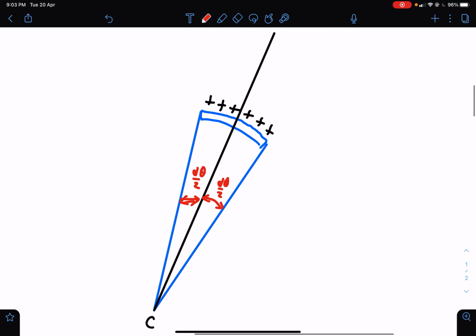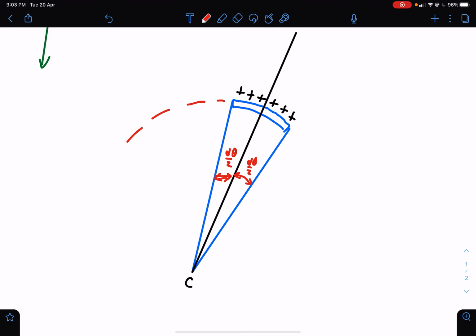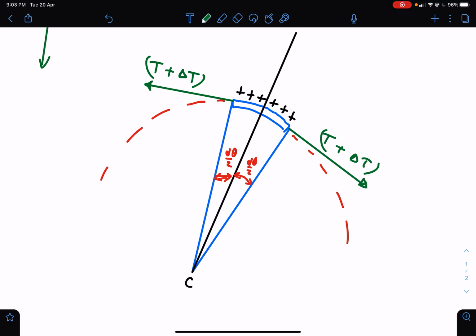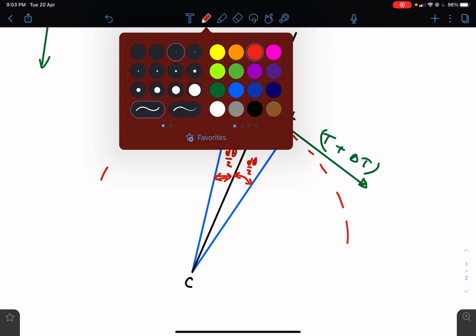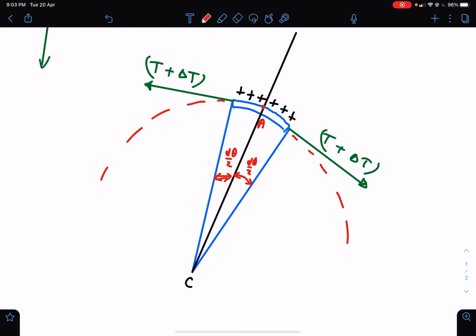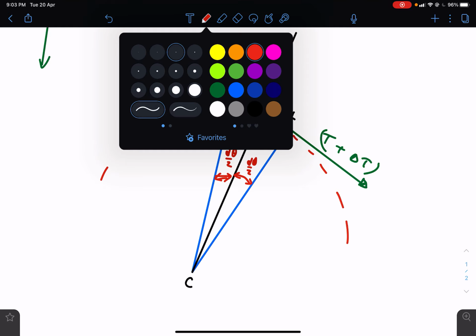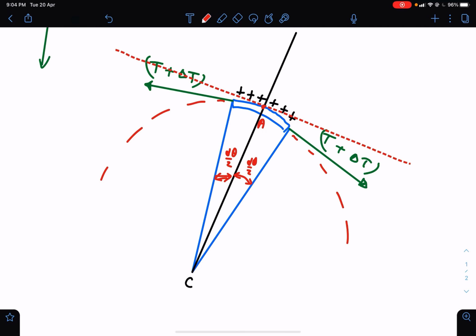The remaining part of the string is applying tension force on it. Tension force is tangential: one tension force like this, another like this. Already there was a tension T previous to keeping the charge q naught at the center. Now there is an additional tension of delta T, so tension T plus delta T. Now let us draw the tangent at the midpoint of the element. The midpoint of the element is A. If I draw the tangent over there, the tangent will be in this way.